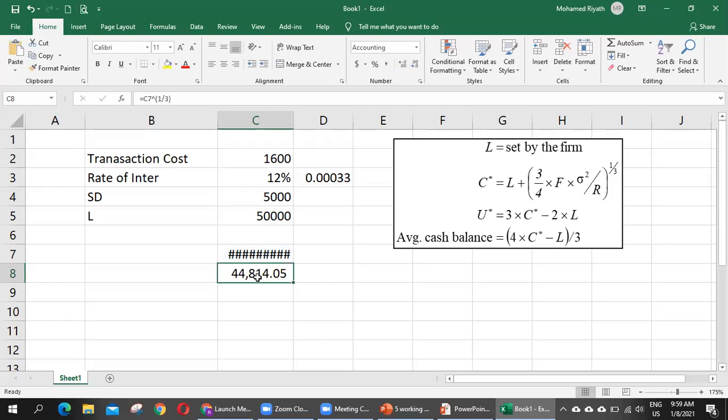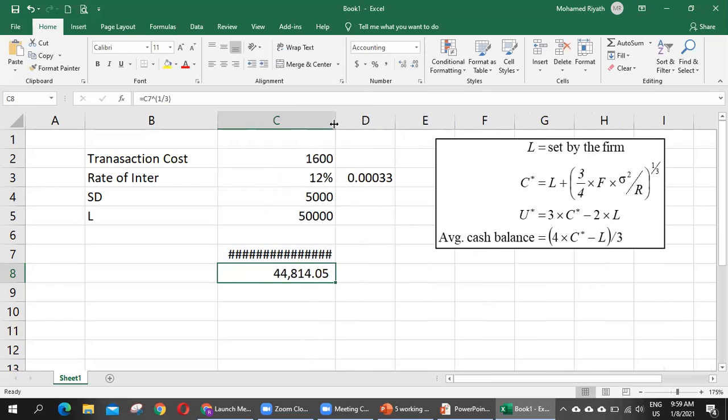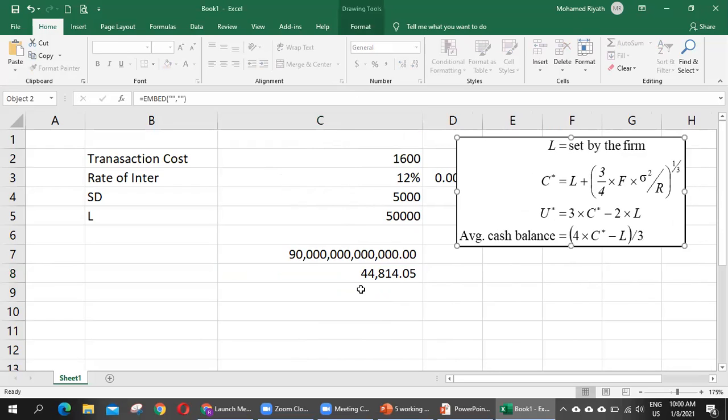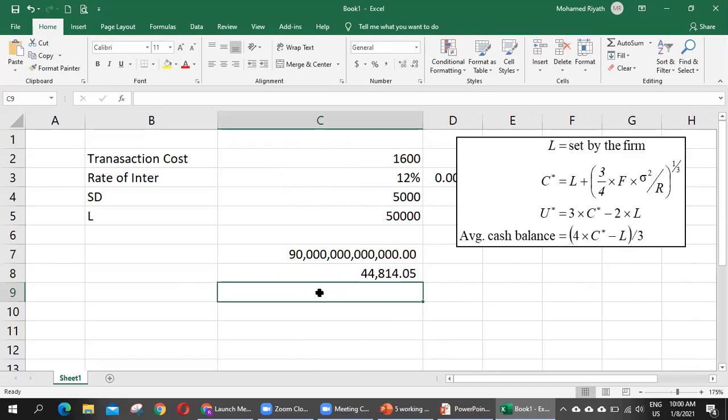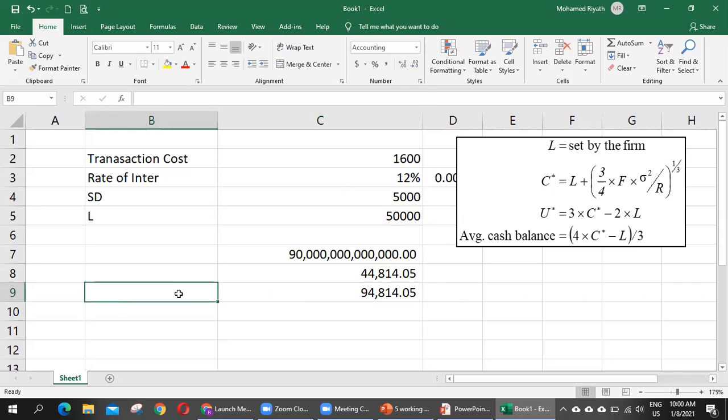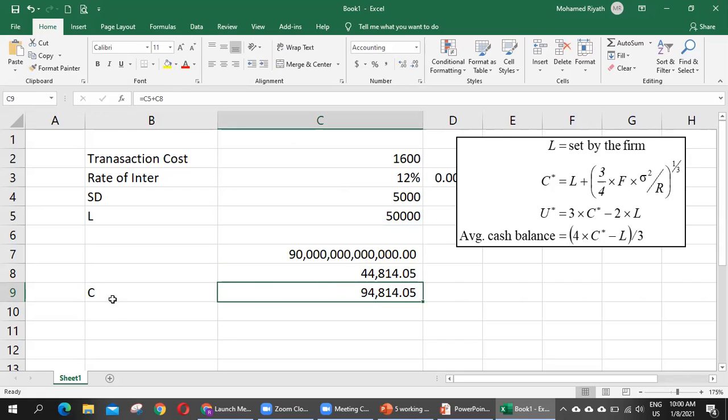So this is how much? This is the spread, right, the spread, and we have to get what? Lower balance. How much is the lower balance? L equals 50,000 plus, 50,000 plus the spread. How much? Return point, how much? C equals 94,000, and the upper limit.